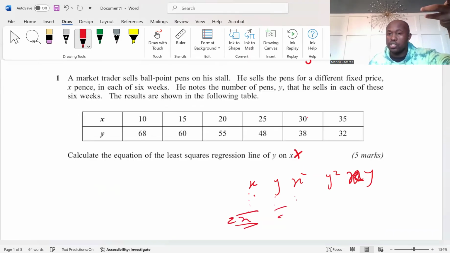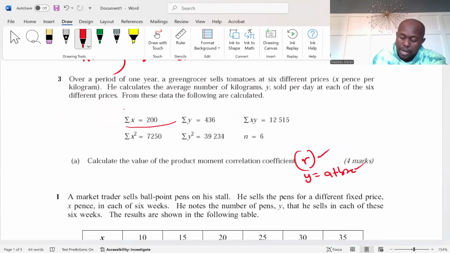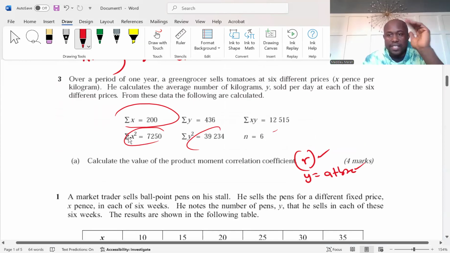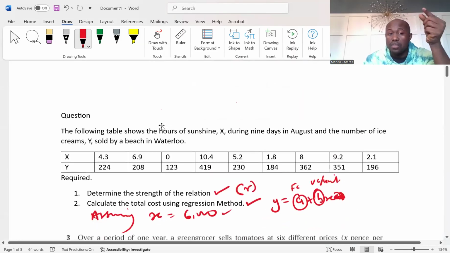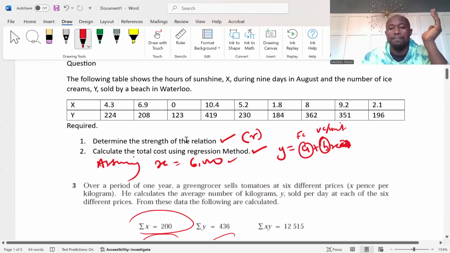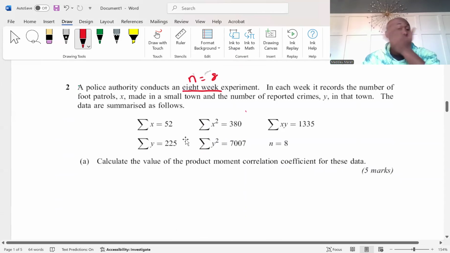Remember how we used to solve the questions in the first and second lectures. But for this one, life is easy. They already calculated them and gave us the answer, so we don't have to prepare the table anymore. But for question 1, the market trader, you have to prepare the values, and determine X square, Y square, sum of X, sum of Y square. You know how to do it from the previous lectures, so we don't have to do that again.